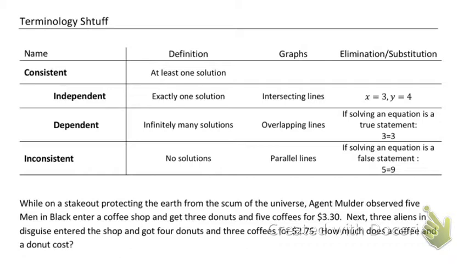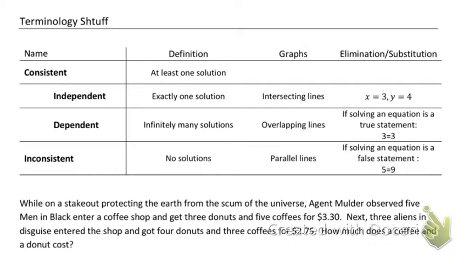So we have independent, one solution, dependent, all solutions, inconsistent, no solutions. It's going to be no solutions if when graphing you have parallel lines. Where do they intersect? Never. There's no solution. When you are solving using elimination or substitution, you're going to end up with a false statement. You'll come up with something like 5 equals 9. If it comes up to a false statement, it means it's inconsistent.